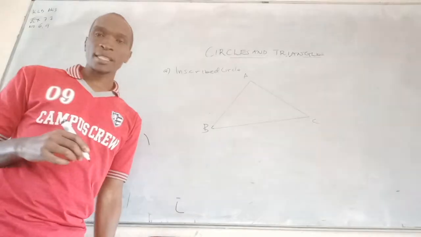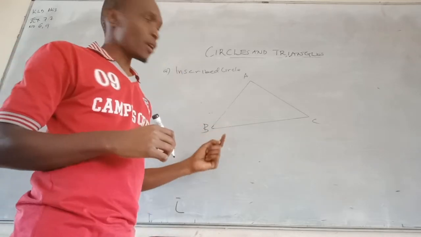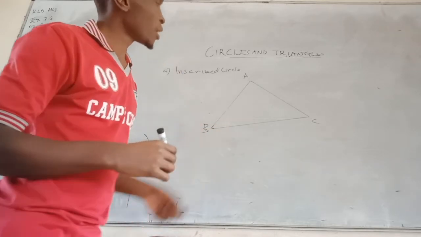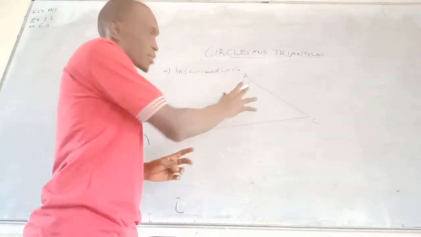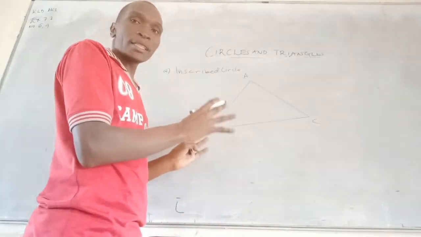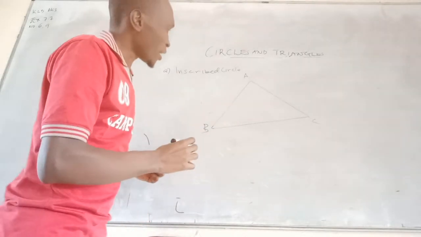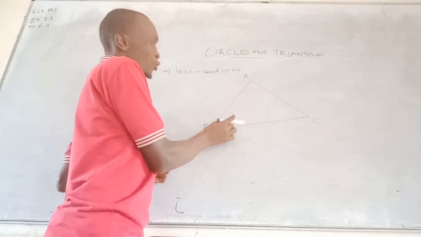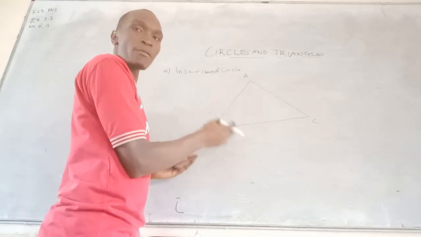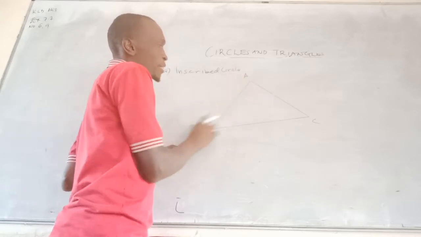Now, an inscribed circle is a circle that is drawn inside a triangle and it touches all the sides of that triangle. So it is within a triangle and it touches the sides of that triangle. Now, how to go about it? The first thing you need to do is to bisect two of these angles. Like now we have angle ABC.